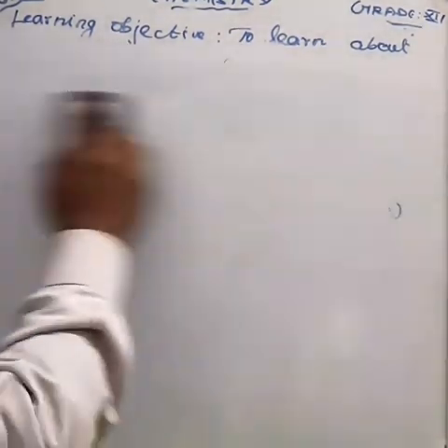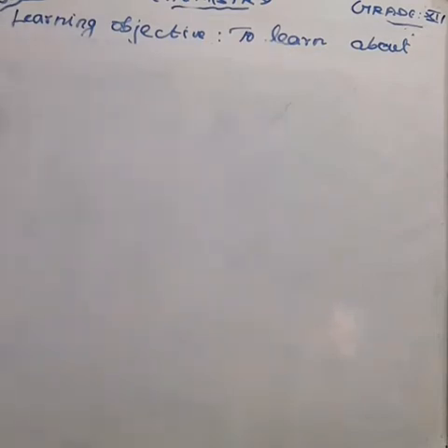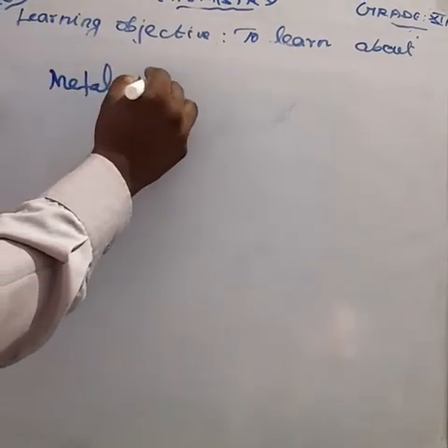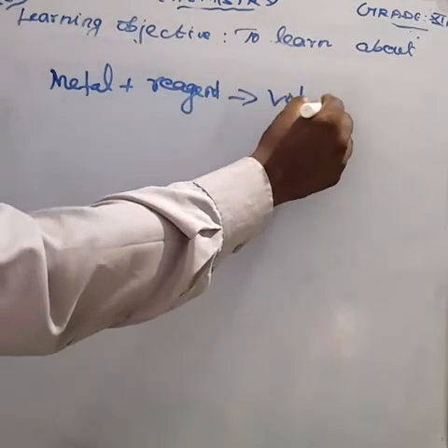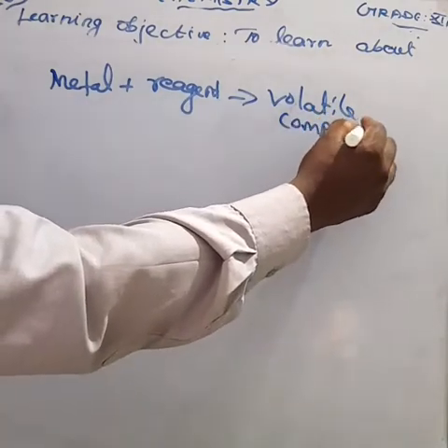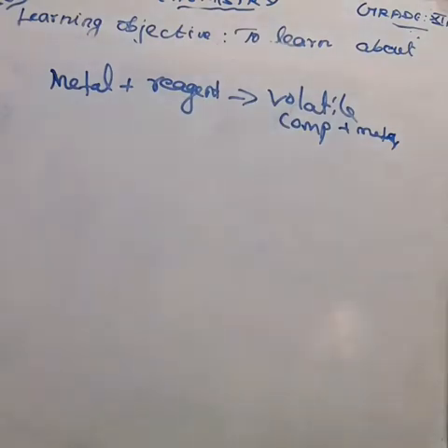Here, what is that one? The metal is treated with a suitable reducing agent to form a volatile compound of the metal. We get a volatile compound containing the metal. What is meant by volatile? Easily evaporating substance. Easily evaporated substance is called a volatile compound, am I right? So anyhow, this volatile compound is obtained with the metal.